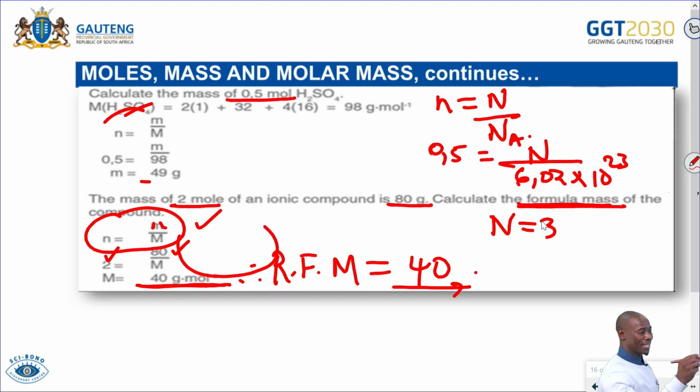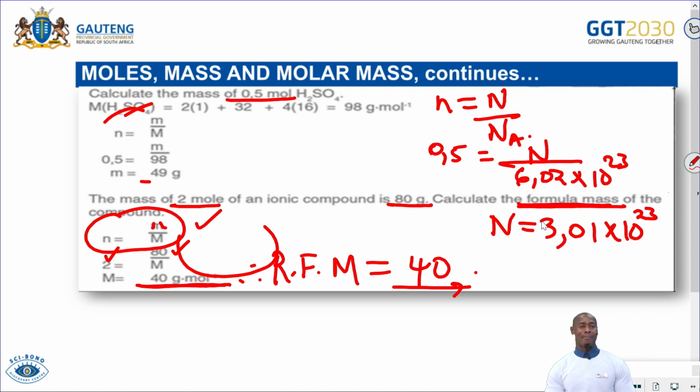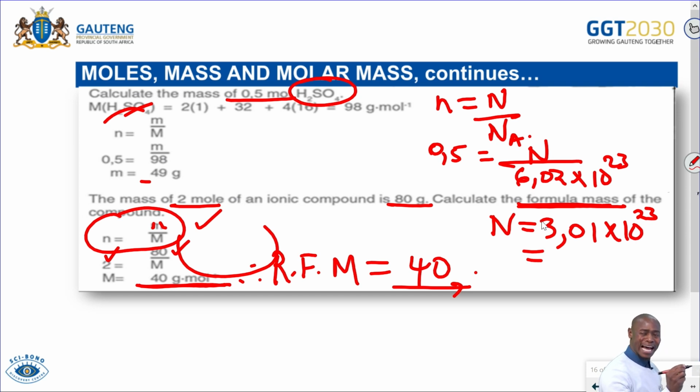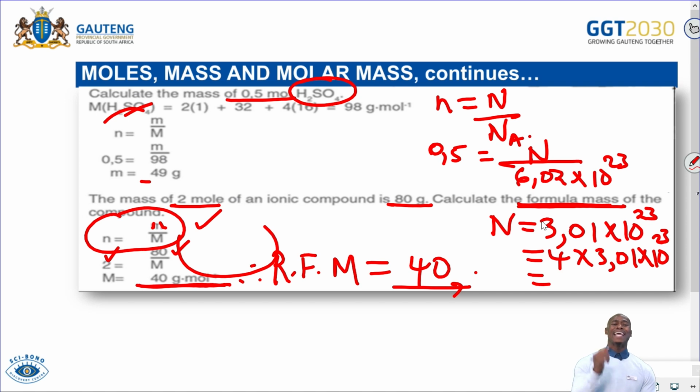So here we are having 3.01 times 10 to the power 23. So these are the number of molecules. But how are we going to get the number of oxygen atoms? How many oxygen atoms are we having in one molecule of sulfuric acid? There are 4. So we'll say 4 times 3.01 times 10 to the power 23. Then we'll get the number of oxygen atoms in one molecule of sulfuric acid. Why are we multiplying that number by 4?